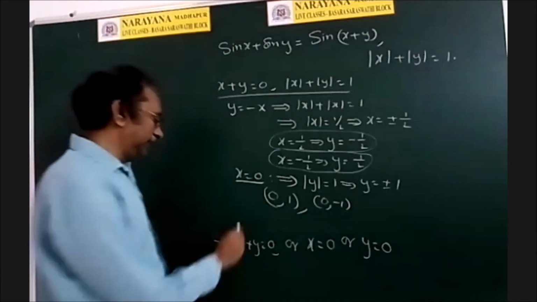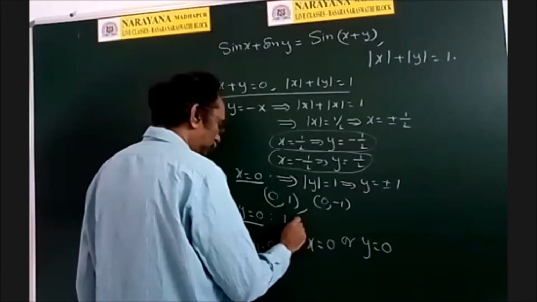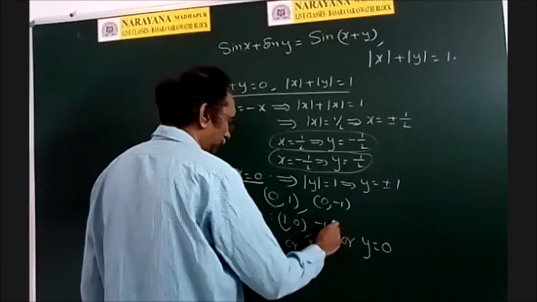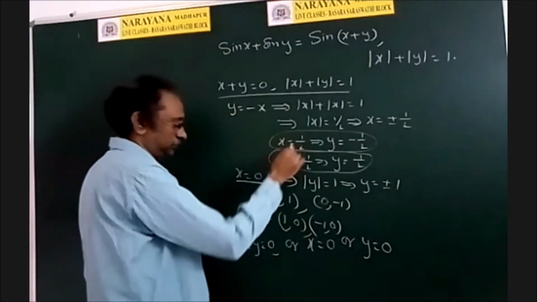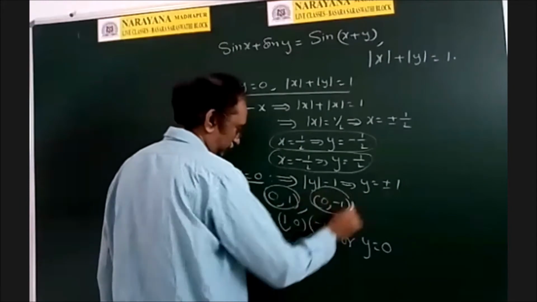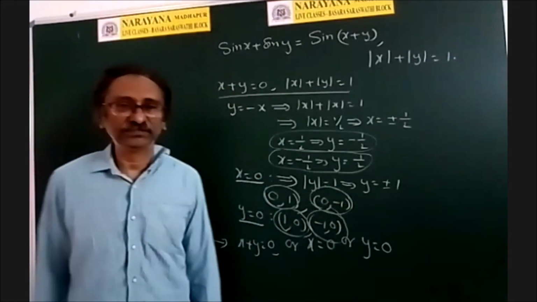Similarly, if you put y equal to 0, you will get mod x is equal to 1. So (1, 0) is one solution, (minus 1, 0) is the other solution. So 1, 2, 3, 4, 5, 6. So the number of solutions is 6. Right?